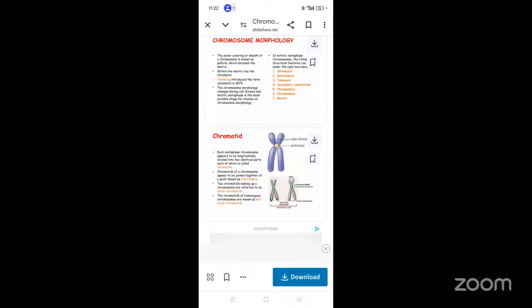Karyotype and ideogram: the characteristic features by which a set of chromosomes of a species is identified. Generally, a karyotype is represented by arranging the chromosomes in descending order of size, keeping the centromeres in the same line. The karyotype of a species can be represented diagrammatically, showing all the morphological features of the chromosomes. Such a diagram is known as an ideogram or idiotype.